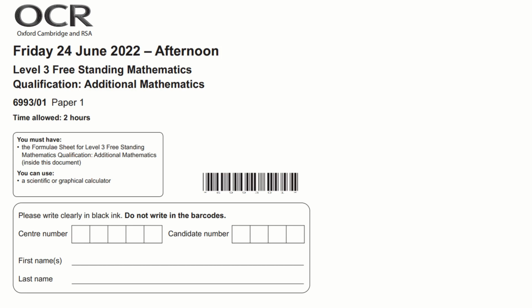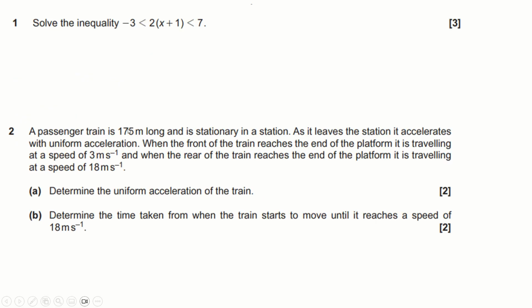This is the OCR freestanding maths qualification level 3 paper. It's fine, let's just do it.